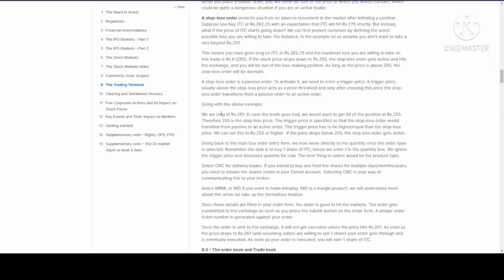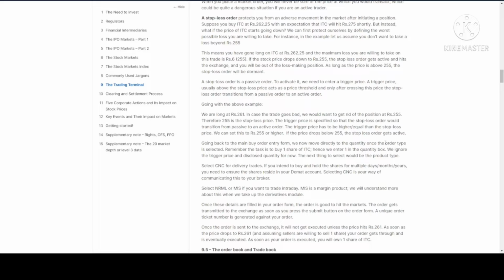Going with the above example, we are long at rupees 261. In case the trade goes bad, we will want to get rid of the position at rupees 255. Therefore 255 is the stop loss price. The trigger price is specified so that the stop loss order will transition from passive to an active order. The trigger price has to be higher or equal than the stop loss price. We can set this to rupees 255 or higher. If the price drops below 255, the stop loss order gets active.